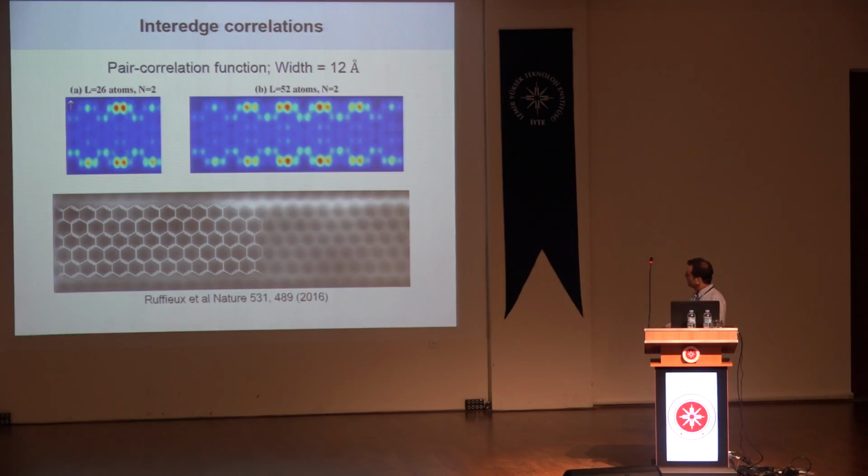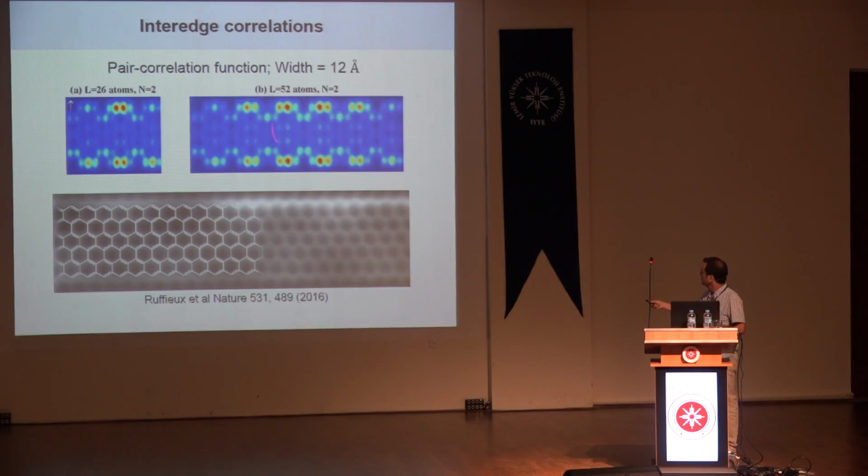Now, why this happens is that the width is very small, so the edge states are strongly coupled to each other. There is a hybridization, the degeneracy is lifted, and the electrons gain kinetic energy, which competes with the interaction energy. In this case, the kinetic energy wins over the interaction energy.